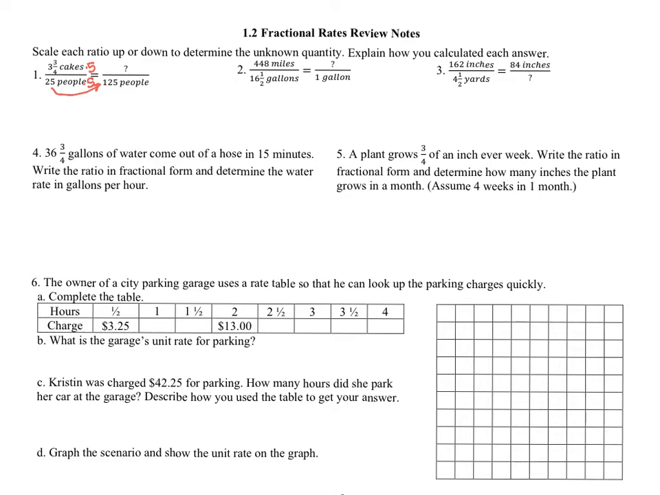So in order to do this, we're going to have to turn 3 3/4 into an improper fraction. 4 times 3 is 12, plus 3 is 15/4. When we multiply that by 5 over 1, we get 75/4. And when we divide that, that gives us 18 3/4. Now we also need to put the units on it, which is cakes.